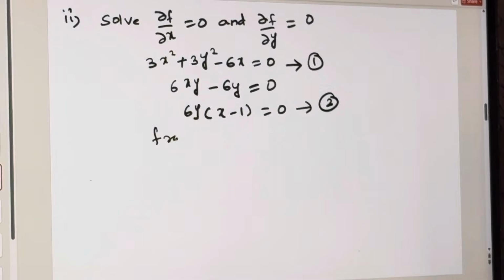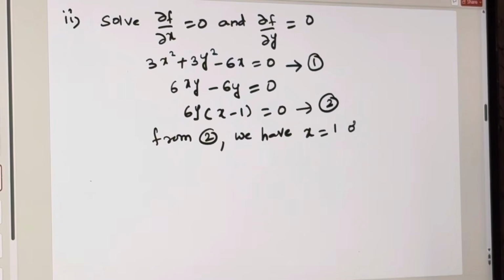If you observe from the second equation, what is the value of x, students? From the second equation, we have x minus 1 is equal to 0, meaning x is equal to 1, or you have 6y is equal to 0, therefore y is equal to 0 we can write. Okay. Now from the second equation we got x is equal to 1 or y is equal to 0. Next step is you have to substitute the value of x is equal to 1 in the first equation to get the stationary point. Similarly, you have to substitute y is equal to 0 in the first equation.